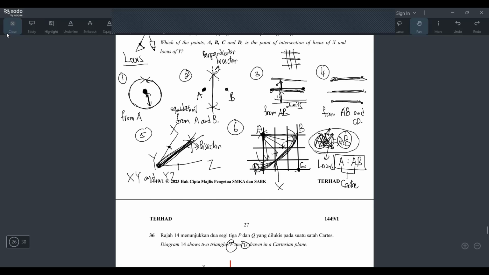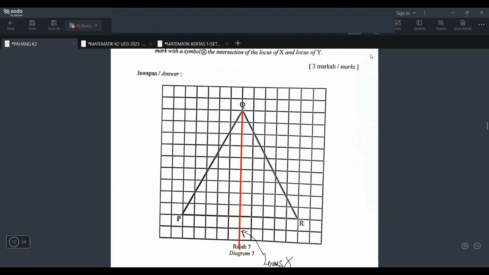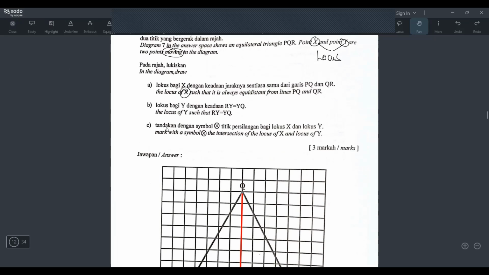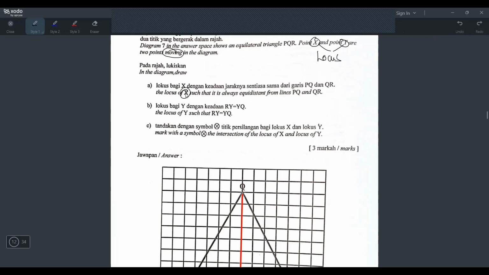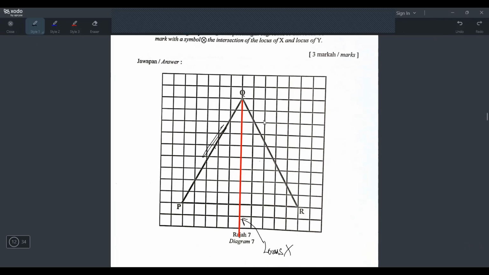Okay, after you know all these types of locus, now this question for you is simple already. So now you tell me, for A, how to do? Draw locus X such that it is equidistant from PQ and QR. So can you see there are 2 lines? PQ, QR. 1 line, 2 lines. So what you do? You draw a bisector.